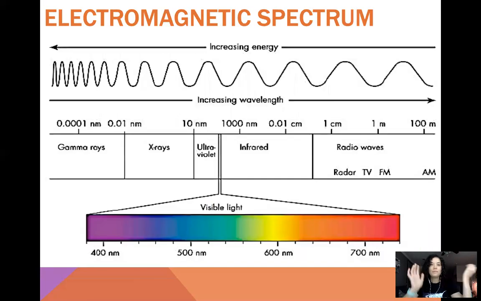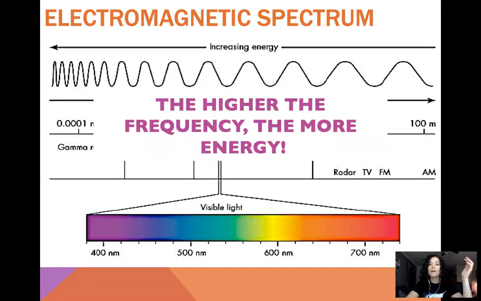Okay. So again, looking at our electromagnetic spectrum, if we increase the energy, what else increased? The frequency. If we increase the frequency, what happens? Our wavelength will decrease. So higher frequency waves mean they have more energy. All right.